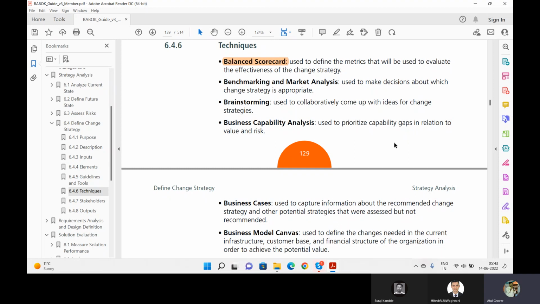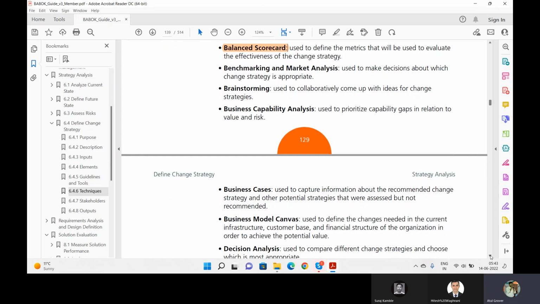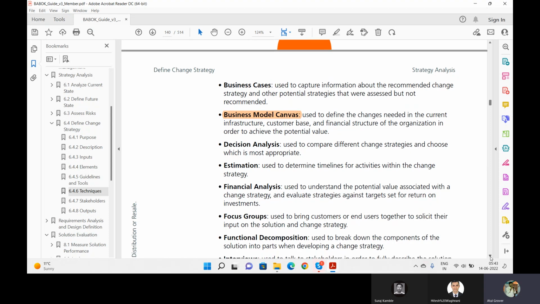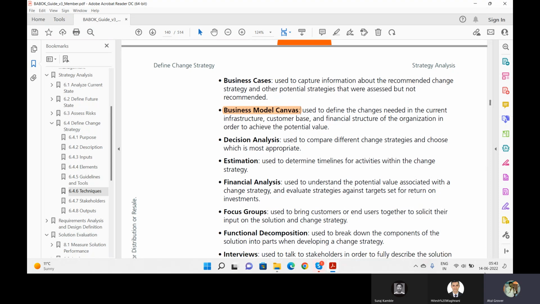You analyze the business capability techniques. You have to see the business case. Business model canvas, see. So now this technique is not only for the current state. This can be used in the change strategy as well, when you do some partnerships. How do you understand? You understand the business model canvas. Your decision analysis, your estimates of how much time it will take, your financial analysis, your focus group, your functional decomposition. See, we are still on the F.